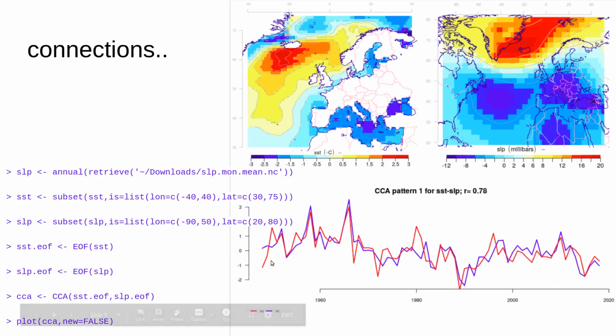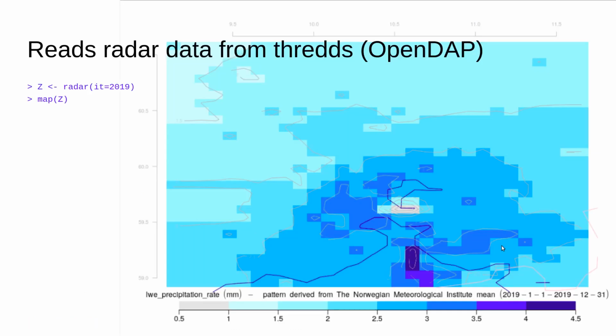So here is the ERA5 reanalysis, and here is our SCDF file with 10-meter wind, and then we have the wind arrows. Here's also an example where it reads the radar data from THREDDS from Norway's OPeNDAP service.